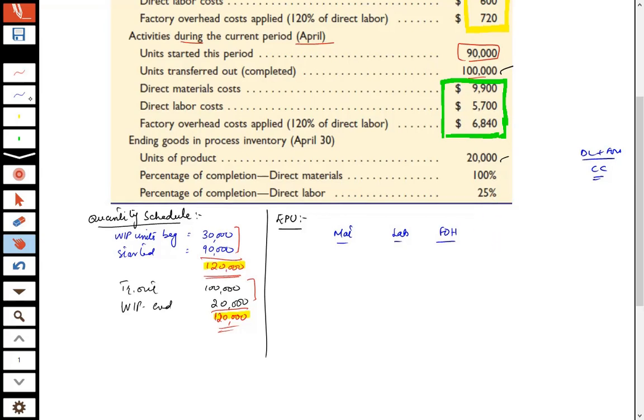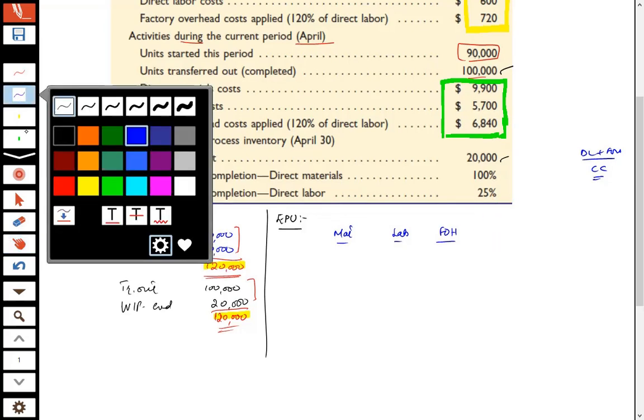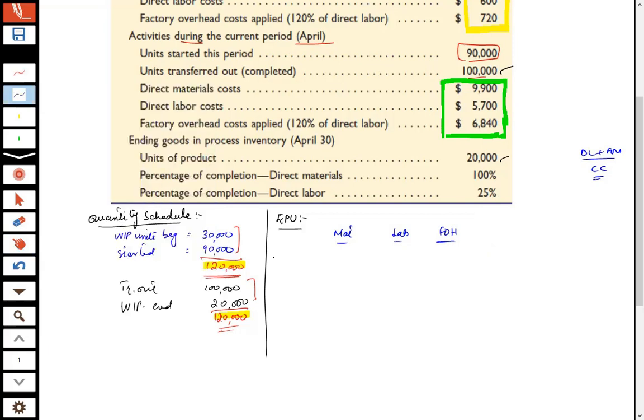Okay. Now we will write the normal phenomena, that is transfer out. Transfer out will be 100%. It will be 100,000 here, 100,000 here. Can we also say completed units? Obviously, those units which are completed are transferred out. Otherwise, they will not be transferred out.